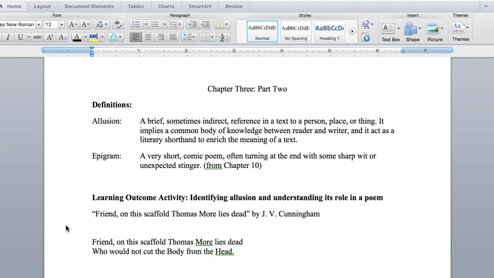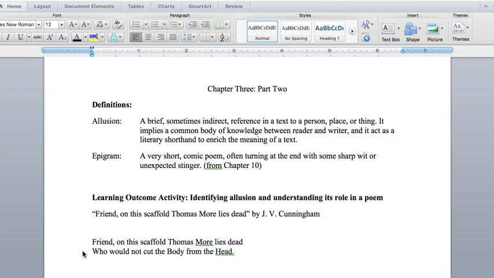Friend, on this scaffold Thomas More lies dead, who would not cut the body from the head. To appreciate the wit in this poem and the turn that takes place between the first line and the second line, we have to know a little bit about the Reformation, an early 16th to mid-17th century European movement. And for the purposes of this poem, we need to remember that Britain's King Henry VIII had declared himself the supreme head of the Church of England and had separated from the Catholic Church headed by the Pope.